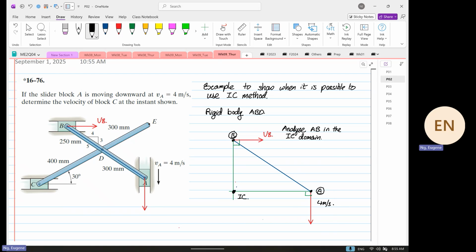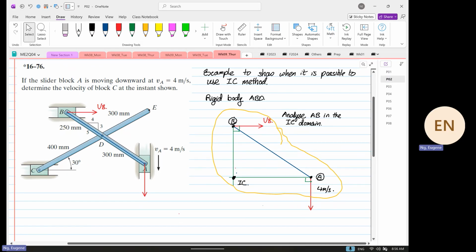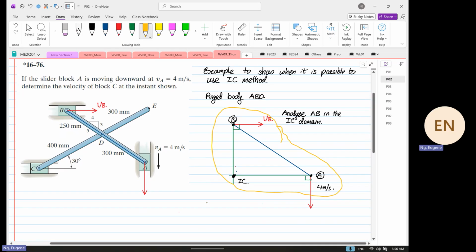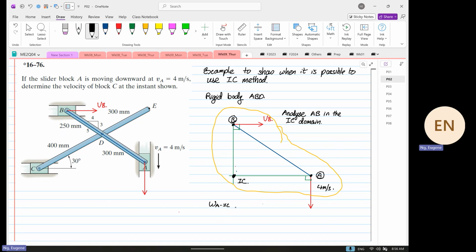Remember what they say, the instantaneous center can be outside the rigid body? This is one good example. So what we are doing now is, this is now our rigid body, points in a rigid body. So when that's the case, we know that omega AIC is equal to omega BIC.